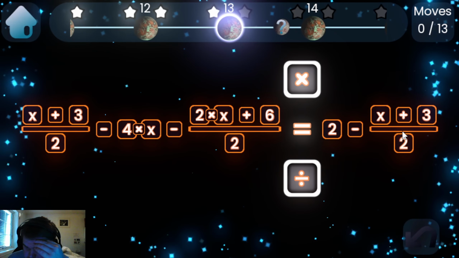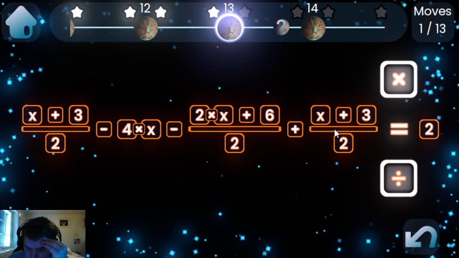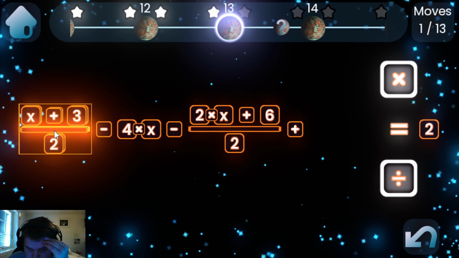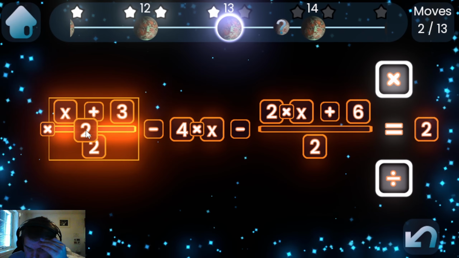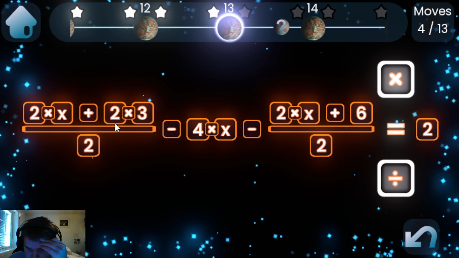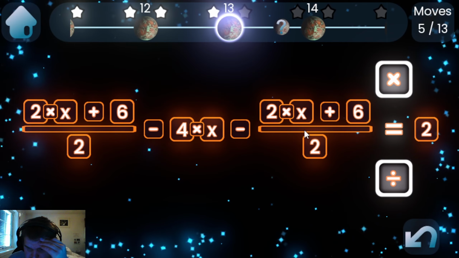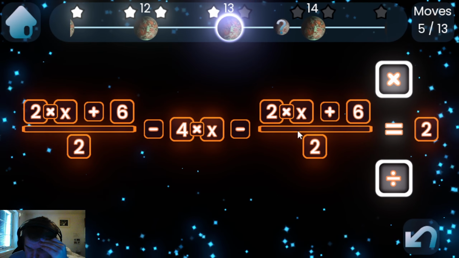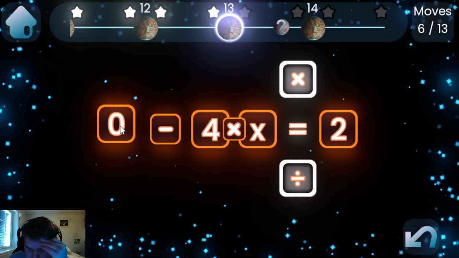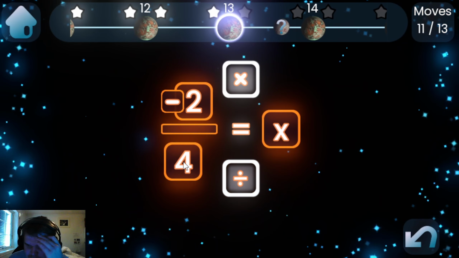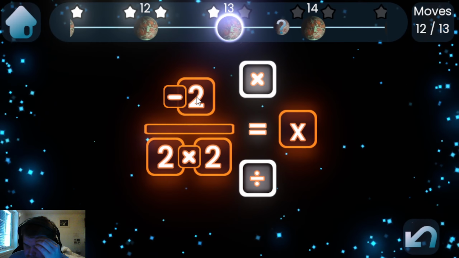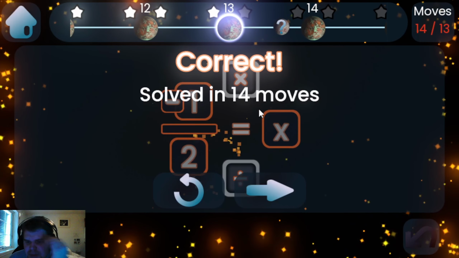Oh, I see an easy way to do this. Yeah, we'll move this over. We'll get these together, because they're exactly the same. So it'll just be 2 times this one. And then I can just get this in here. Now these are exactly the same, 2x plus 6 with a minus, so they're just going to turn into 0. Ah, that's tricky. That's cool. I like this. Okay, is that good enough? No, that was one more. I still didn't get it.